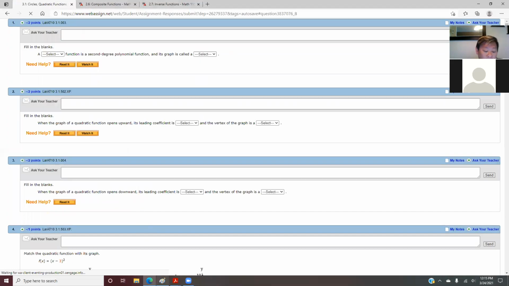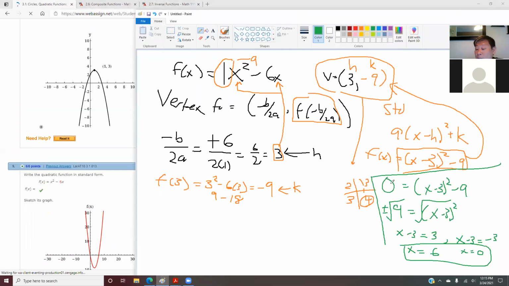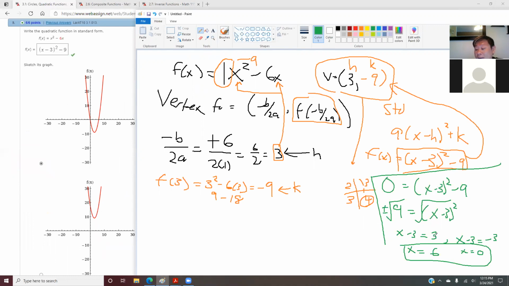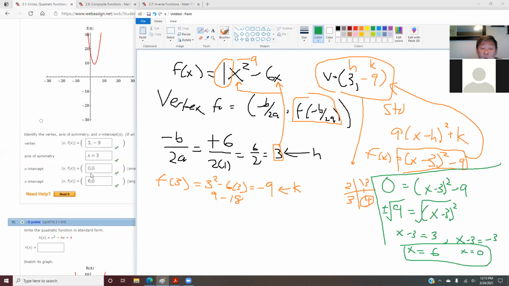You put the function that you found equal to 0 and then solve for x, and your answer has to be in coordinates. You put the smaller one first, then the larger one. So this is how you do this. You all right here? Yep.